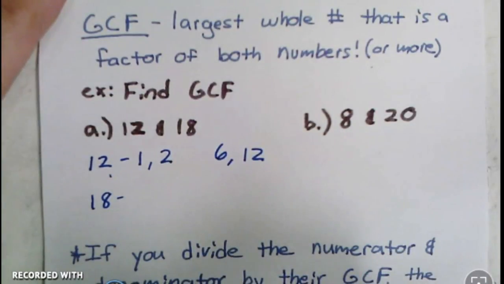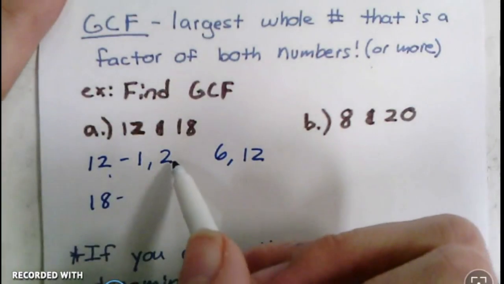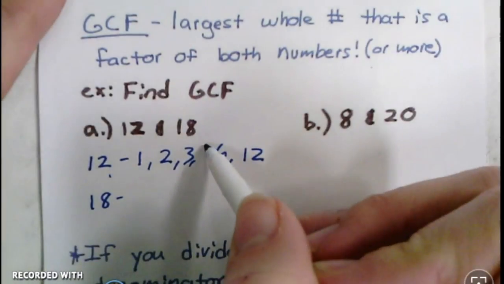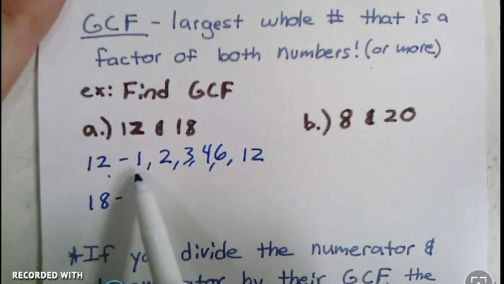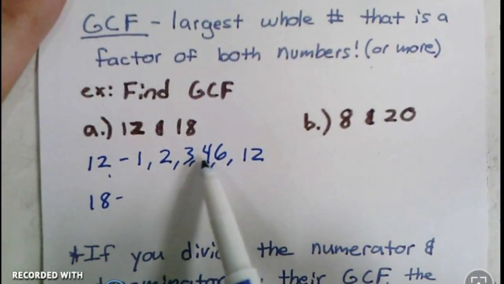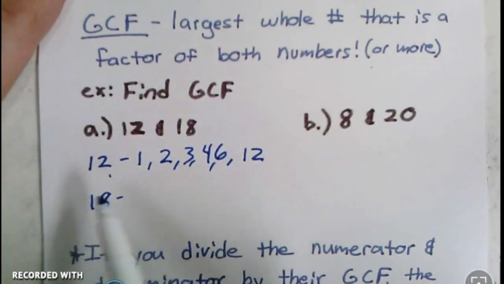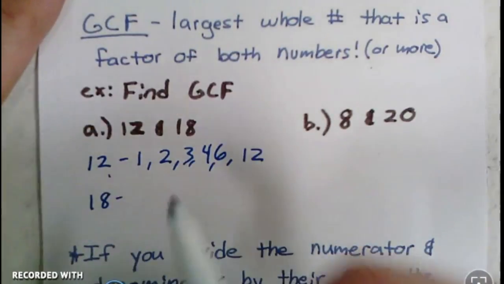6. And now I'm going to go up again to 3. So 3 divides 12 evenly, and 3 times 4 is 12. And now that I've gotten to where they've met each other and there are no other whole numbers between 3 and 4, that's easy. I know that these are all of the factors of 12. Now I need to do 18.